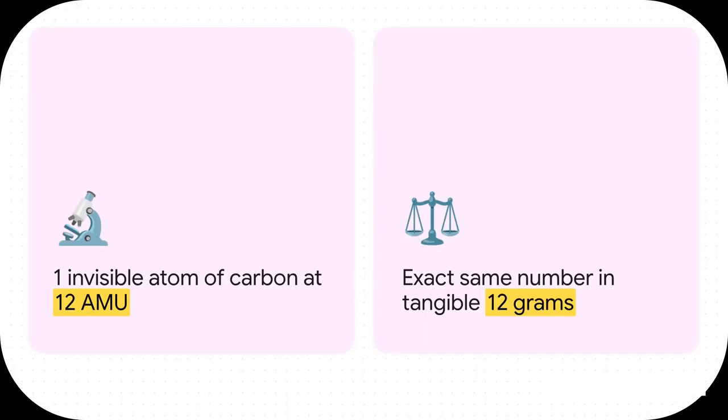And this brilliantly illustrates the solution. Instead of trying to isolate a single invisible atom of carbon at 12 AMU, they decided to just take that exact same number, 12, but weigh it out in visible, tangible grams. They realized that if you weigh out the atomic mass of literally any element in grams, you will always get the exact same number of atoms in your pile. This genius leap right here, that's the birth of the mole concept.